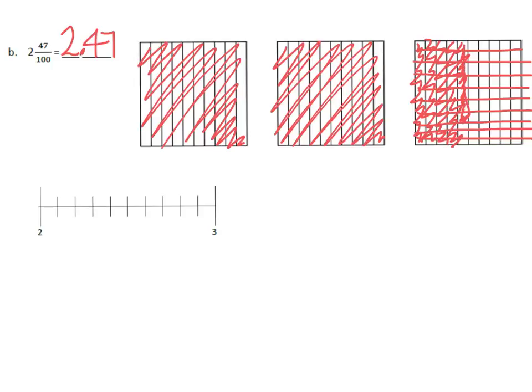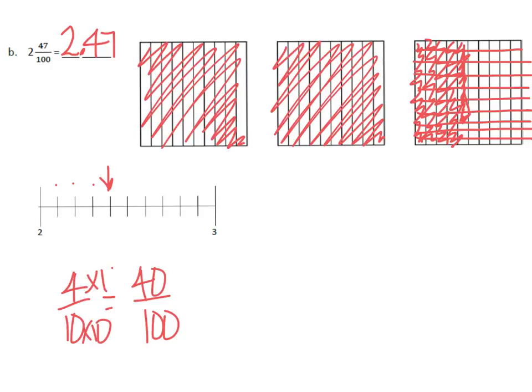Let's look at the number line. We are first going to count 4 tenths. So there's 1, 2, 3, here's 4 tenths, and we know that 4 tenths is equal to 40 hundredths. If I multiply by 10, that'll get me 40 hundredths. So here's 40 hundredths, and now I need 47, so I'm just going to kind of imagine it's going to be a little bit close to that next one, but not quite there.